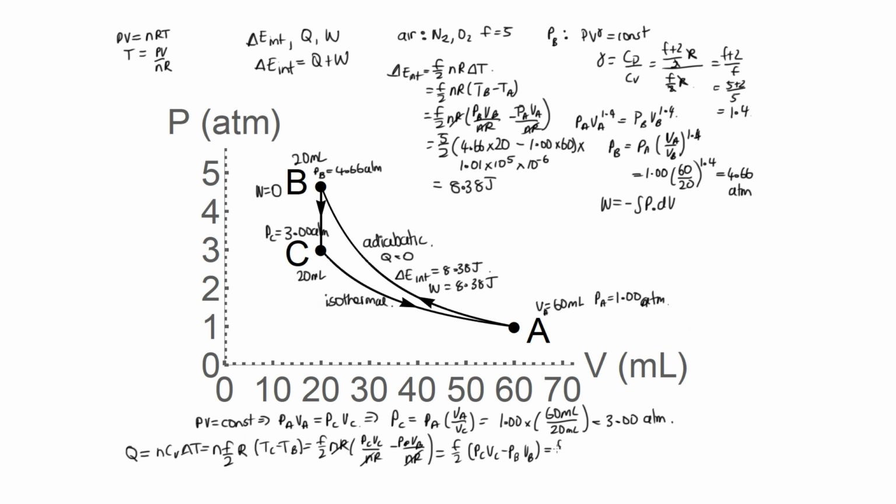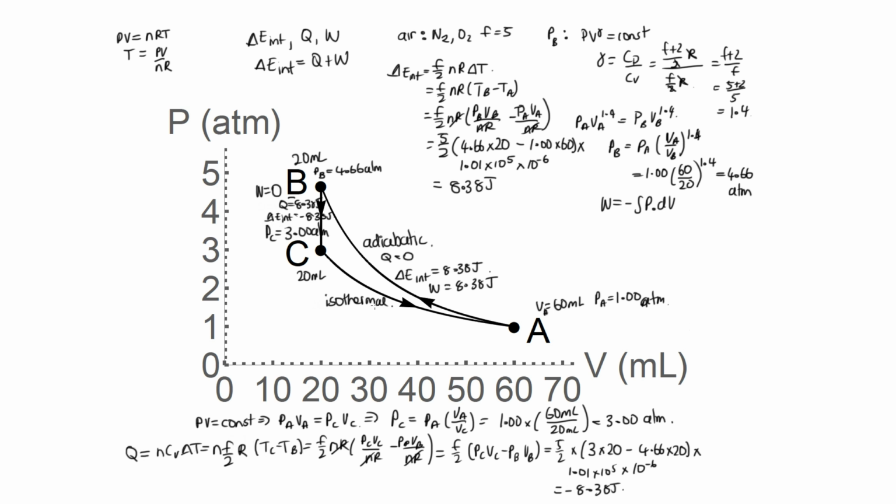So let's calculate this. We've got 5 over 2 times, now once again I'll put my conversion factors outside the brackets. So P_C, that's 3 atmospheres times 20 milliliters, minus P_B, which is 4.66 atmospheres times 20 milliliters, times 1.01 times 10 to the 5 times 10 to the minus 6 to get from milliliters into meters cubed. So solving this on the calculator, I end up with minus 8.38 joules. So this tells me that Q is equal to minus 8.38 joules, and the change in internal energy is also equal to minus 8.38 joules.